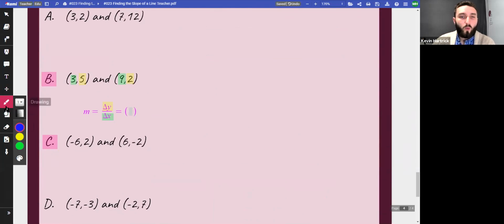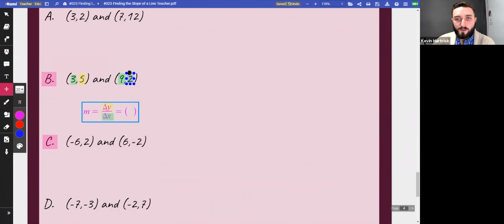So let's take a look at what numbers I need to subtract. I'm starting with the top, and the top is the yellow. So I'm going to subtract the 2 minus the 5. Why did I choose that order? Because I always like to do the second point's values subtract the first point's values. So now I'm doing my division symbol, my fraction bar, and now I'm doing the x values. So the x values here are 9 minus 3. I'm keeping the same order as I did previously. Notice that this 2 and this 9 came from the second point. This 5 and this 3 came from the first point. So I kept it in the same order.